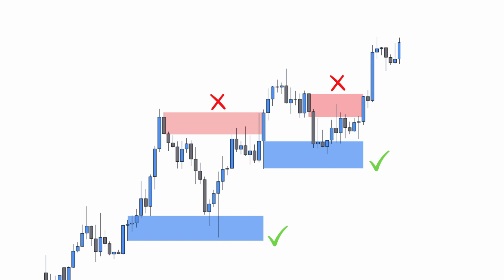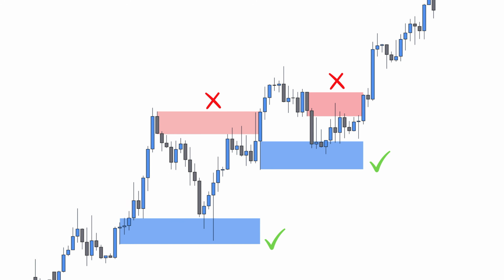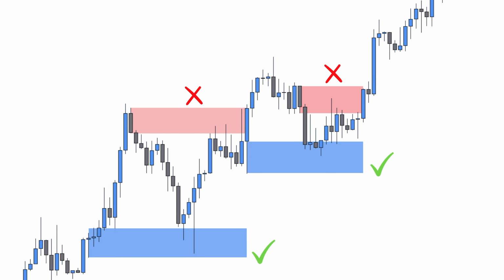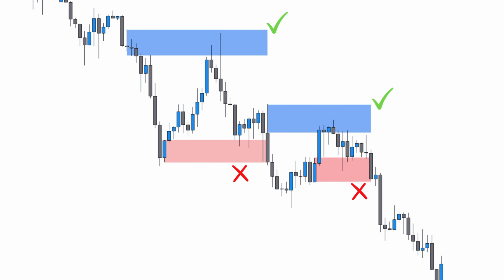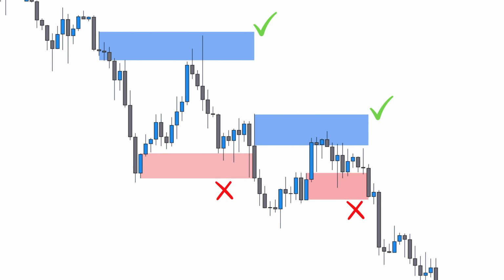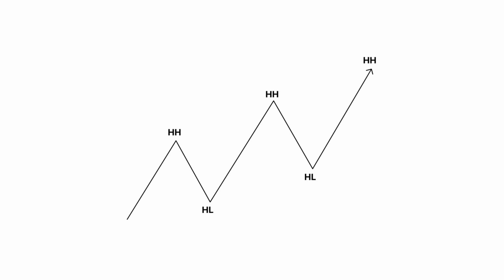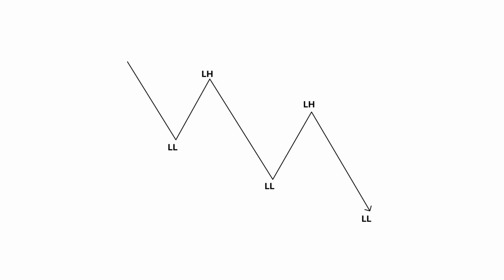So when a market is trending up, we should focus on buying demand zones and totally ignore supply zones. And when a market is trending down, we should sell from supply zones and ignore the demand zones that form within the trend. And to determine the direction of a trend, we can just read the highs and lows in price action. A market that is consistently forming higher highs and higher lows is in an uptrend, and a market that is consistently forming lower lows and lower highs is in a downtrend.